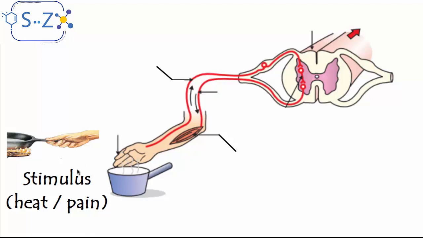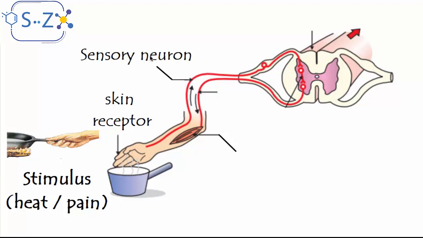After this, the stimulus is received by what we call a receptor, and in this case it's a skin receptor. They are receptors found inside the skin, special for pain and heat. Now, the receptor here translates the stimulus into a nervous message, and this nervous message is carried through the sensory neuron, which is responsible for carrying the message of sensation into the central nervous system or the nervous center. In this case, the nervous center is the spinal cord.